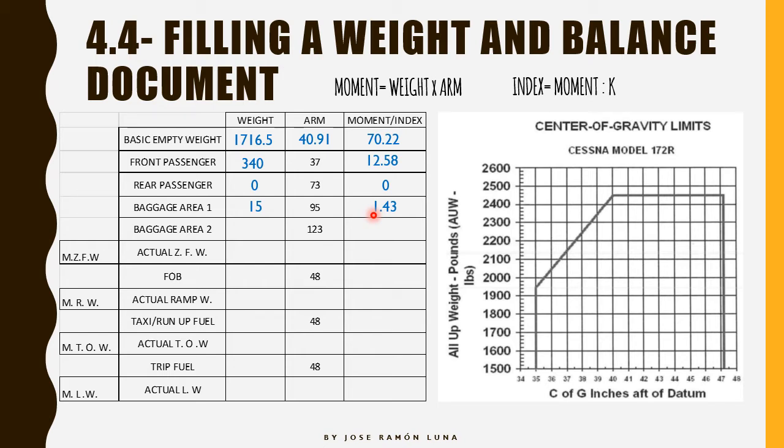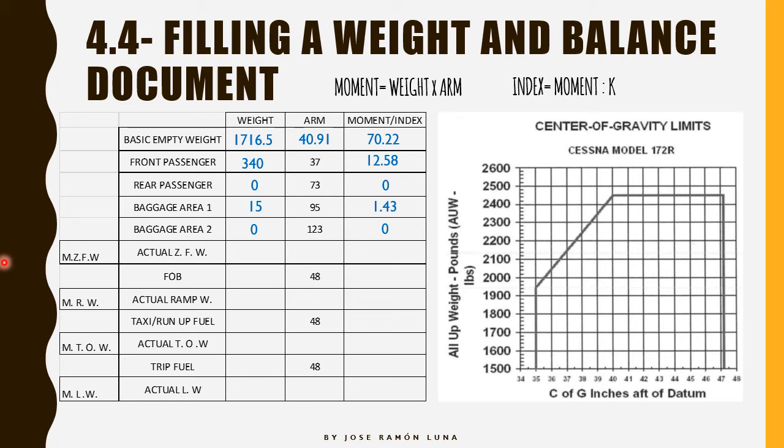15 times 95 is equal to 1,425, I think it was, or something like that. So we're just going to round it up to 1.43 because we divided by 1,000. The next thing we're going to do is baggage area 2. 0 kilograms in baggage area 2 times 123 is 0, and that is easy.